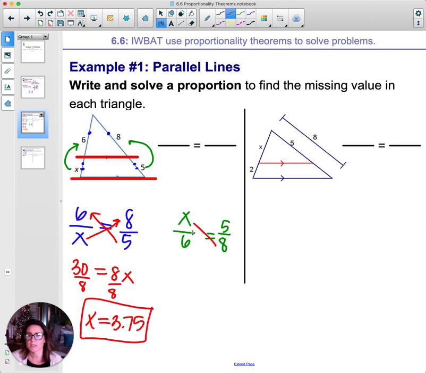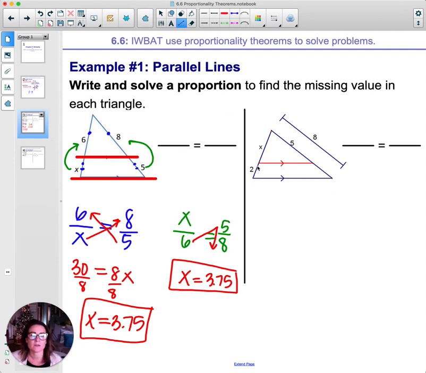So again over here, just to show you. The reason I like to start with x is then I just cross multiply and divide. So cross multiply that diagonal and divide right away. So again, 6 times 5 is 30, divided by 8 is 3.75.